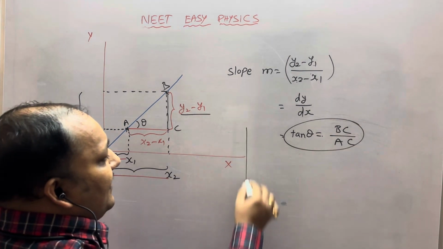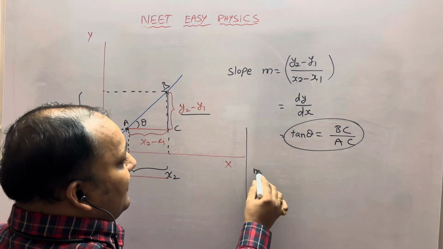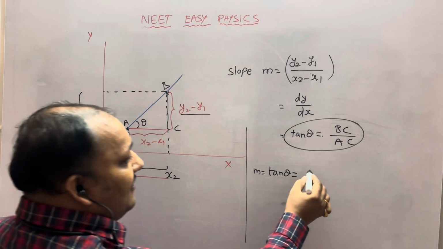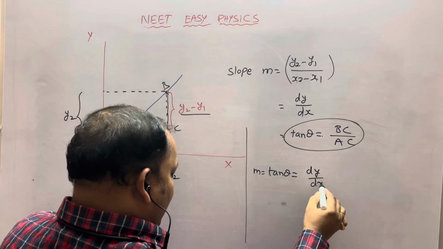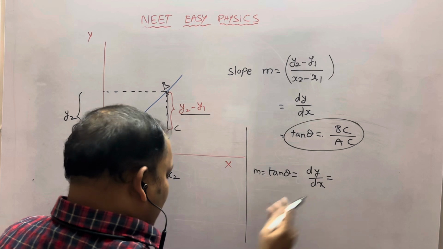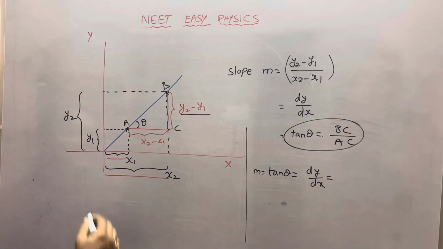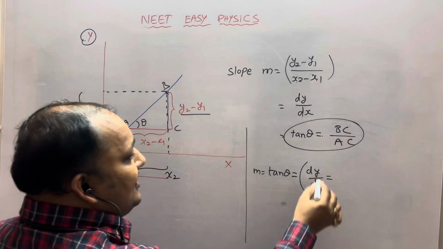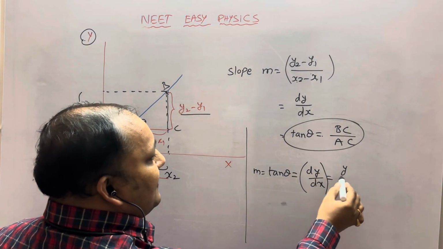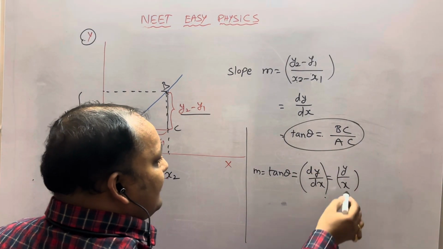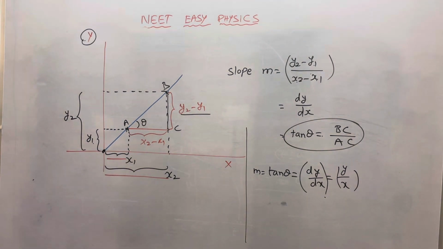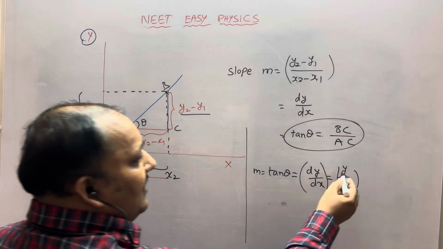Therefore, whenever we are taking any graph, the slope of that graph we will generally take as tan theta, otherwise the slope of the graph is dy by dx, change in y-axis by change in x-axis. Otherwise, sometimes you will also get y by x, depending on whether the initial position is 0.